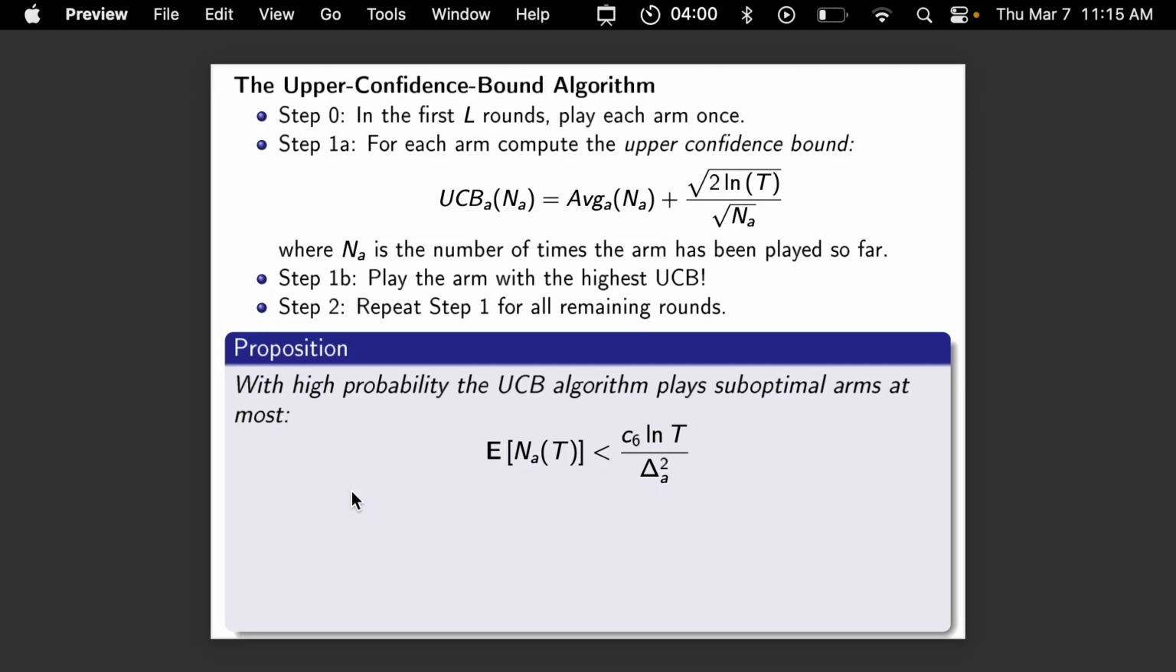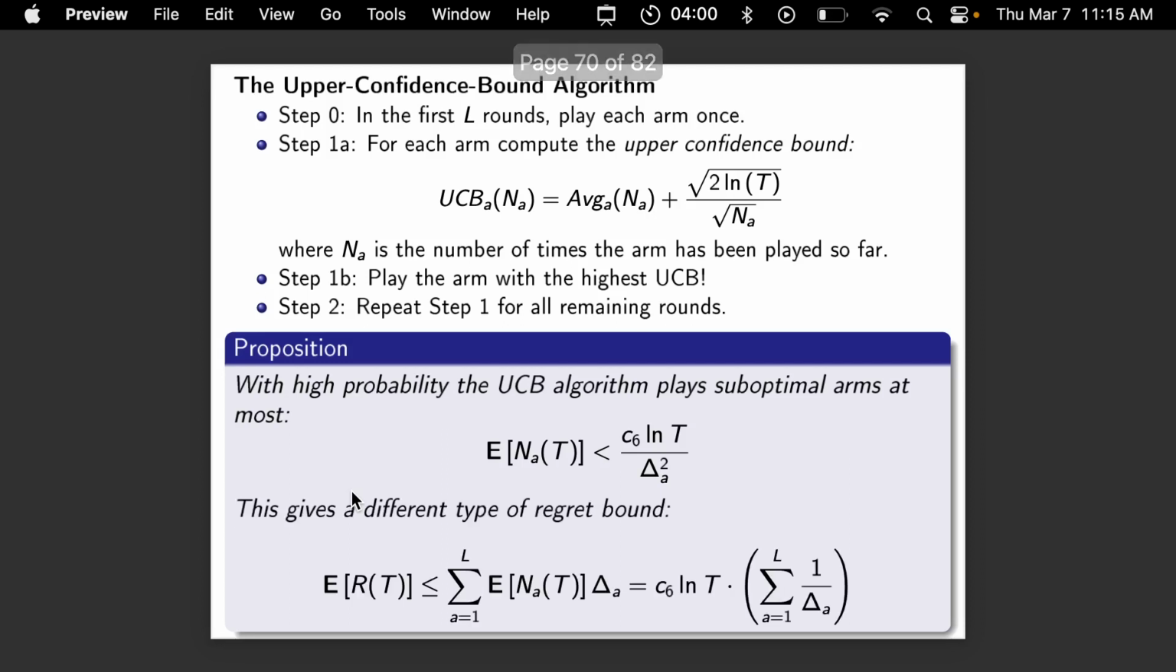So you can't play it more, on average, than 1 over the gap size squared. So it spends a lot of time playing the good arms and very few rounds playing the bad arms. Okay, and you can add this up to get this kind of regret. This is a different kind of bound as before.